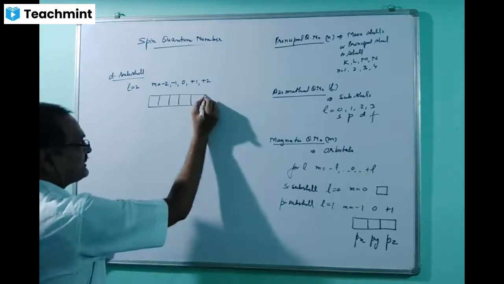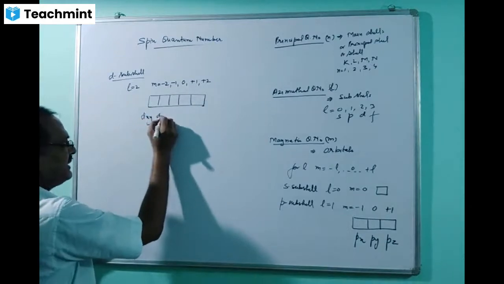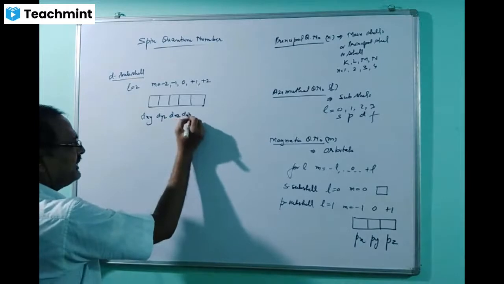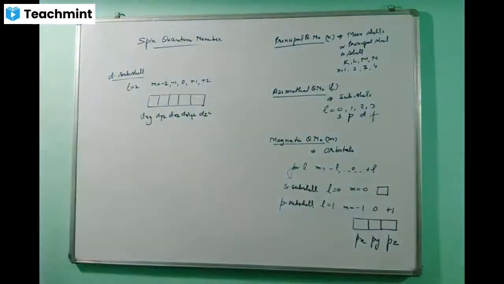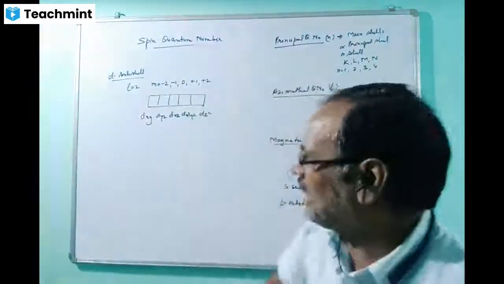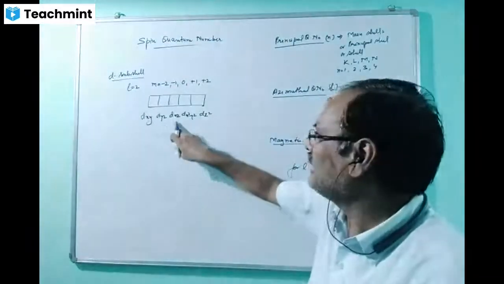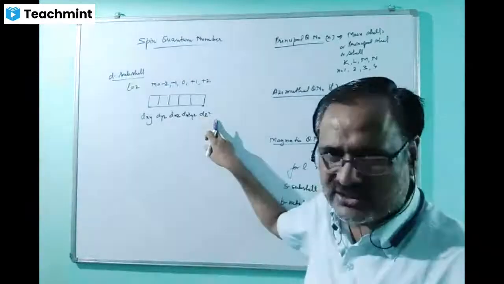5 orbitals are there. Names of those orbitals: dxy, dyz, dxz, dx square minus y square, dz square. So in the D subcell, 5 orbitals are there, and the names of these orbitals are dxy, dyz, dxz, dx square minus y square, and dz square.